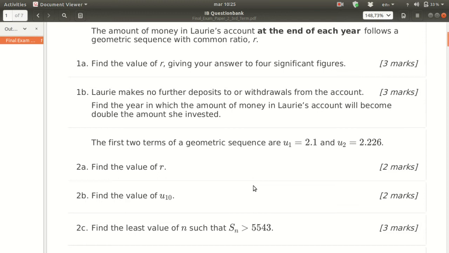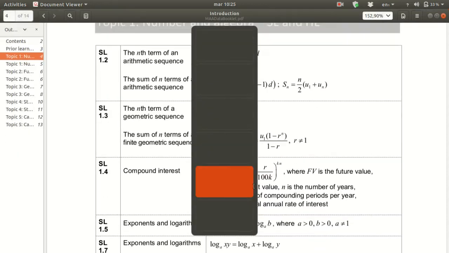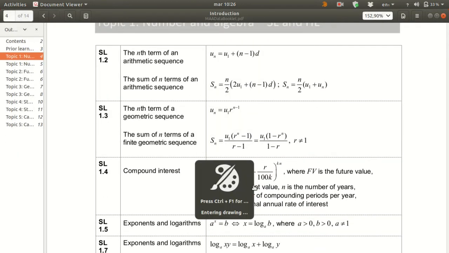All right, part B. Lori makes no further deposits to or withdrawals from the account. Find the year in which the amount of money in Lori's account will become double the amount that she's invested. So, how can we solve this exercise? There's really two ways of doing it. One is to do it by hand, and another one is to use the application in the calculator. So let's do it by hand first.